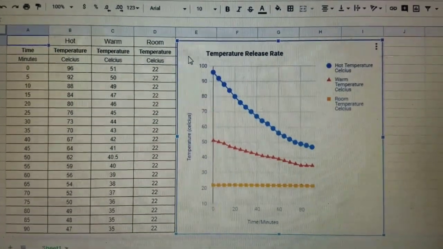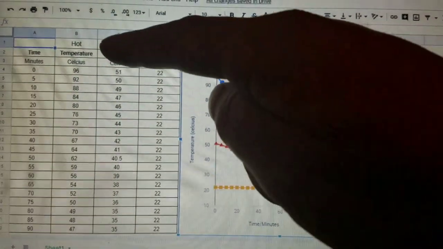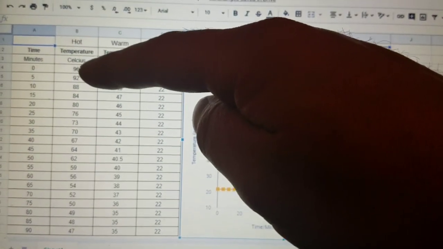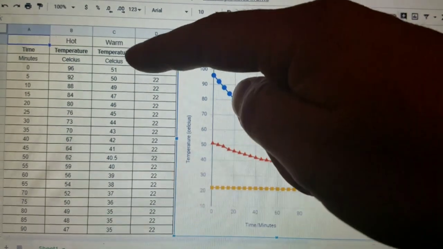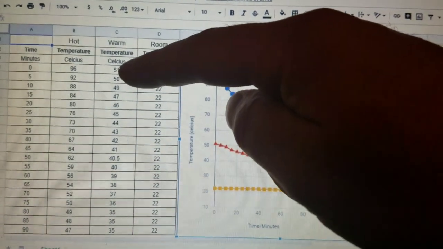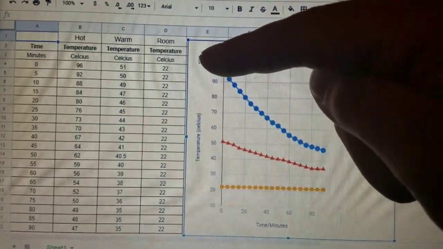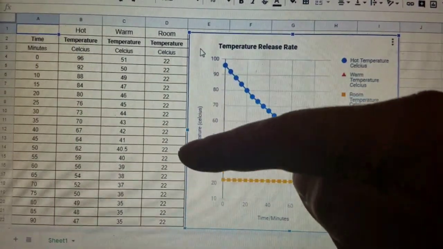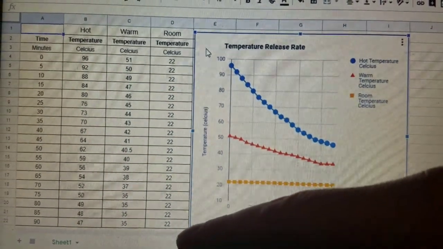Okay, what we have here is some of the data collected. We have hot starting at 96 degrees Celsius. We have warm starting at 51 degrees Celsius. This was done last year in a room that was 22 degrees throughout the entire experiment.